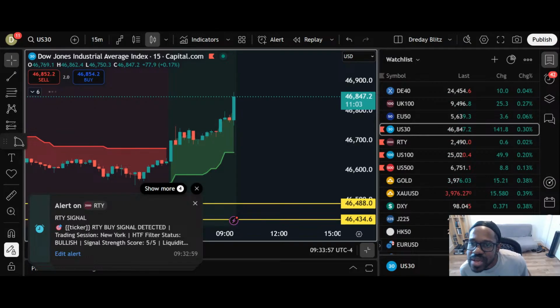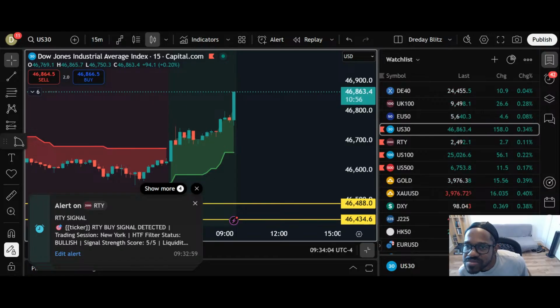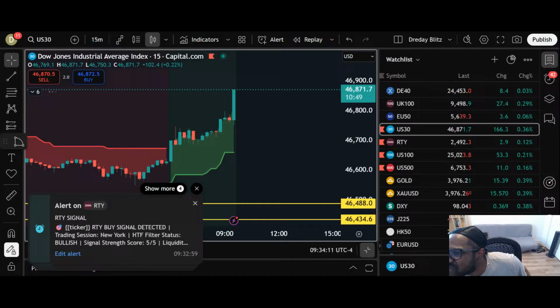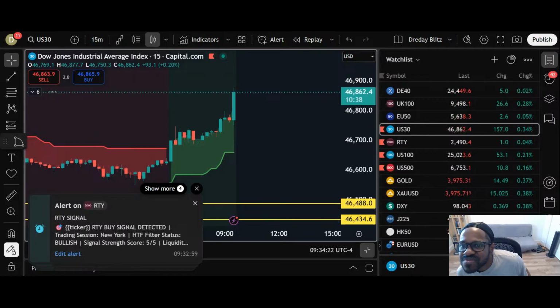So Russell and US30 still pushing here. All right, so I'm just going to do a small scalp.